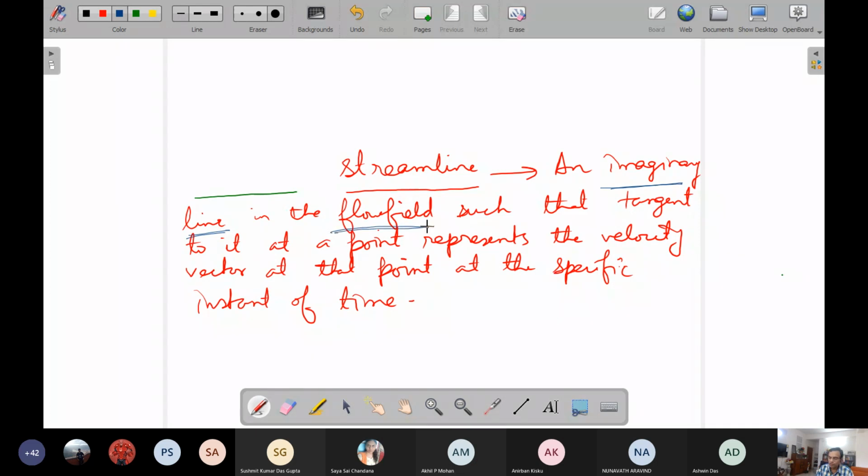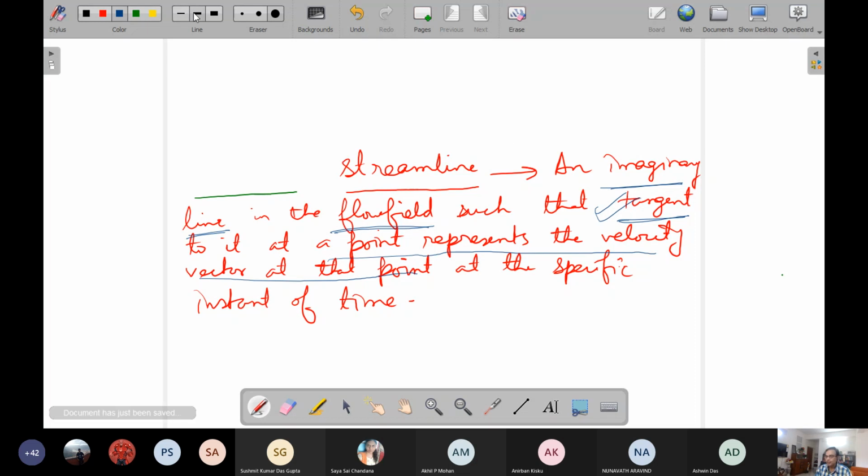Next is in the flow field. That means somewhere where there is a region of influence given by a velocity description. Because field is a region of influence, so not at any arbitrary location. Such that tangent to it at any point represents the velocity vector at that point. This is something which is the heart and soul of the definition. So this is something which needs no further elaboration.